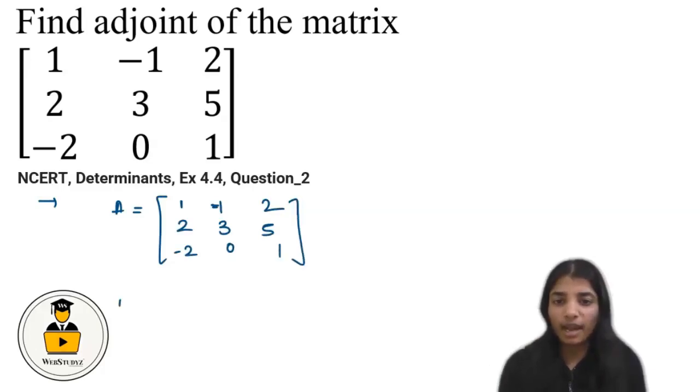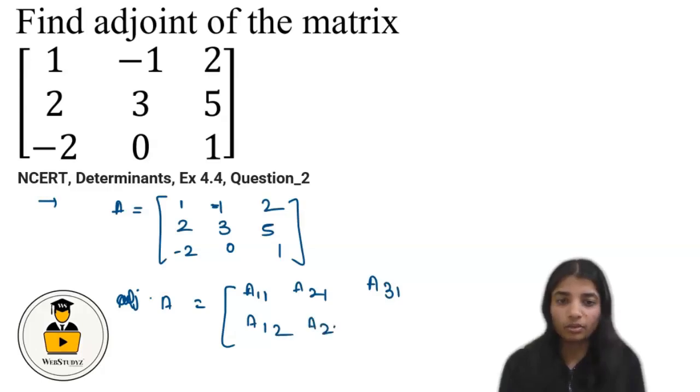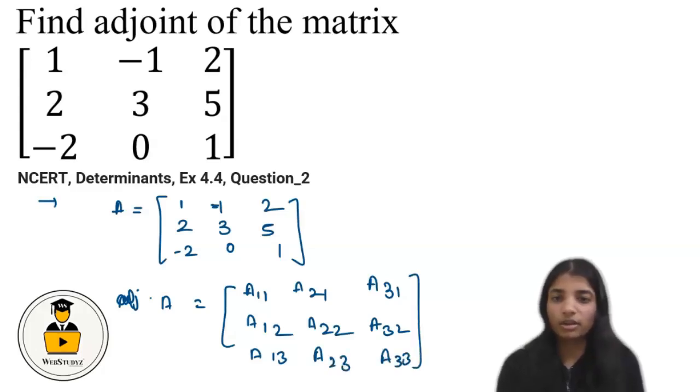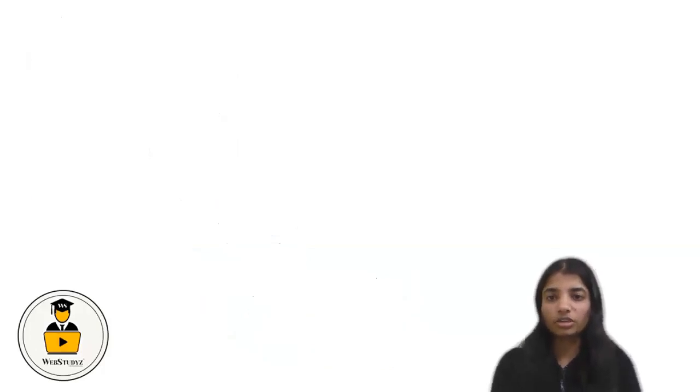So we can say that the adjoint of the matrix A is equal to the matrix which consists of the elements A11, where A11 here is representing the cofactor of the element A11. This is A11, A21, A31, A12, A22, A32, A13, A23 and A33. So in order to find the adjoint, we have to first find the minor, and then from the minor we have to find the cofactor.